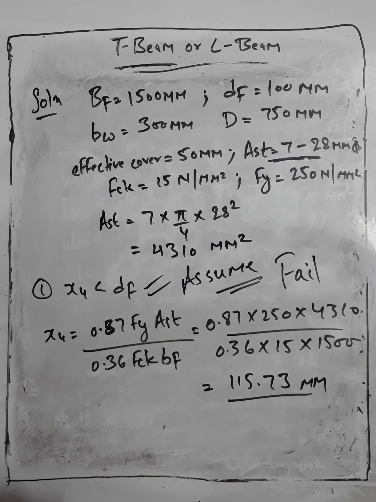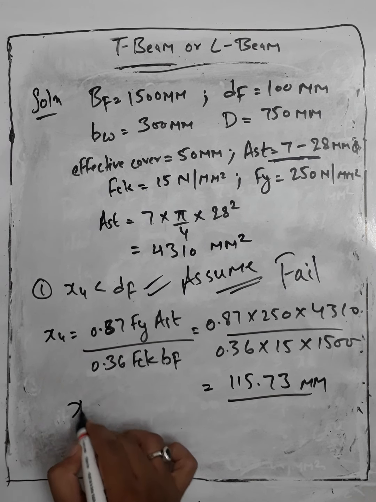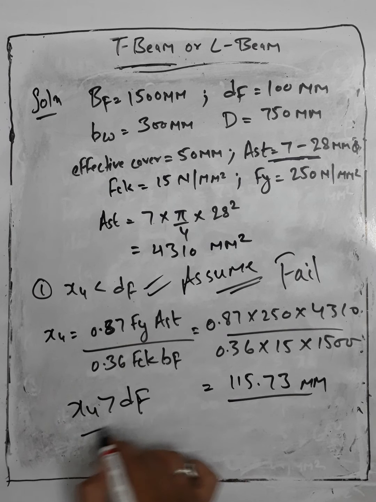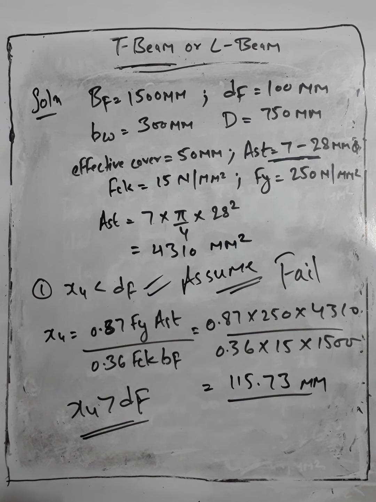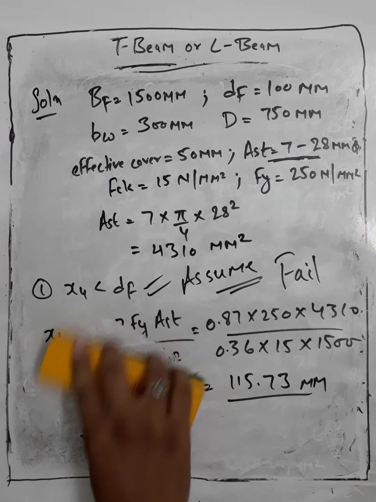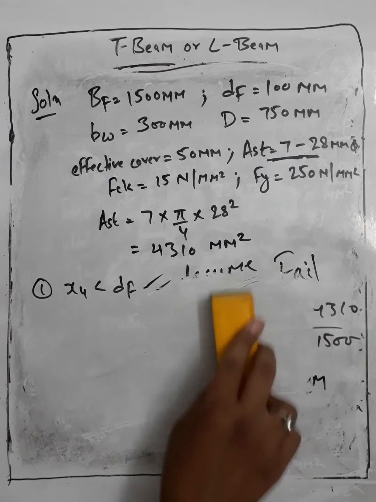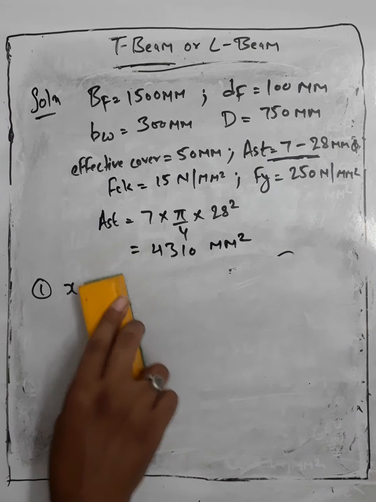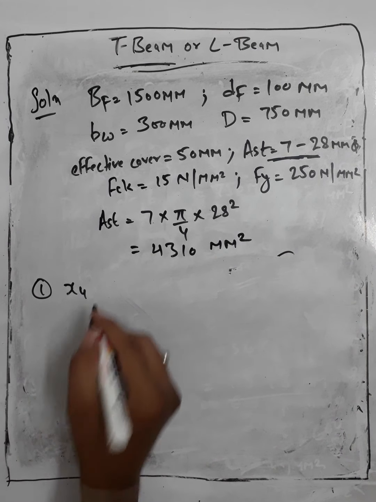This means this condition fails. Now we have to find XU again, because from this calculation we already know that XU is greater than DF, so the condition is now XU is greater than DF. For that we have a different formula for finding XU. So now our condition is changed. Our condition is now XU is greater than DF.